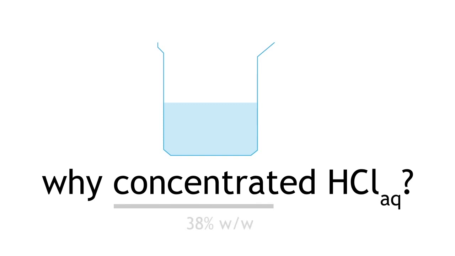Notice that with the exception of copper, all samples are either group 1 or group 2 metal ions. Why is concentrated hydrochloric acid used in a flame test? Please pause the lesson to think about this and resume when you are done.